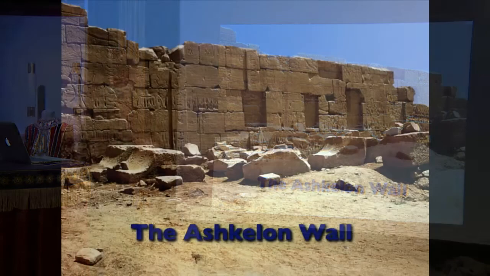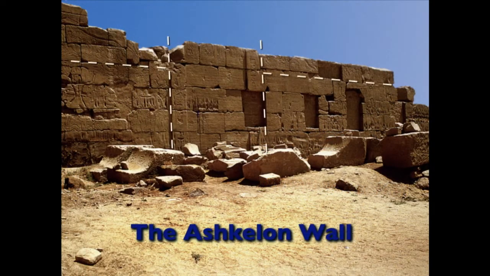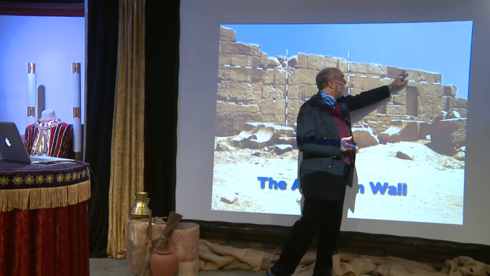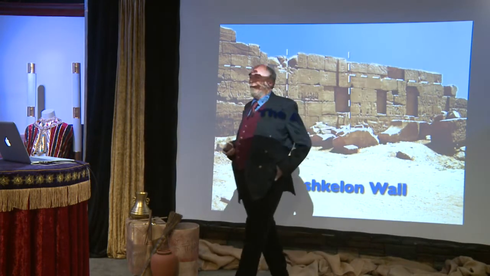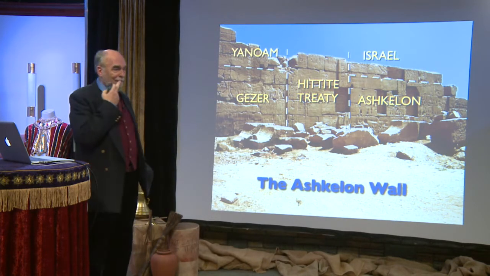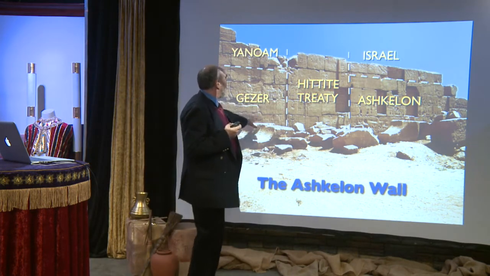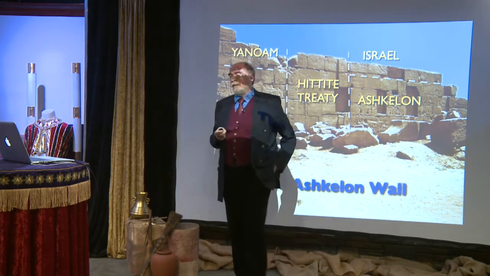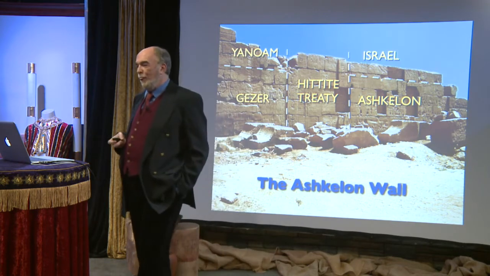In the center, we have the Hittite treaty here, and we have 4 campaigns, one there, one above, mostly destroyed, and then tantalizingly just a few blocks of a scene on this side. And unfortunately, that's where Israel's located. So we have Ashkelon, Gezer, Yanoam, and Israel. So I'm going to take you to look at those few blocks.